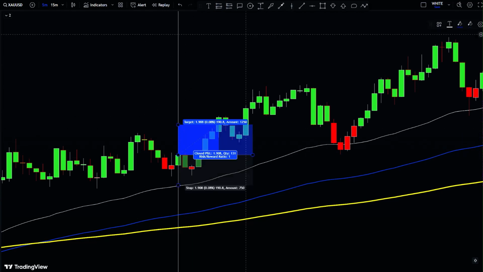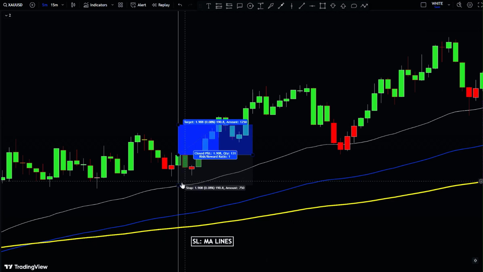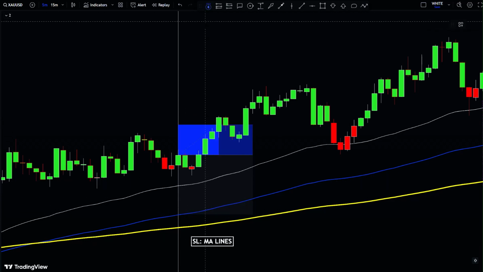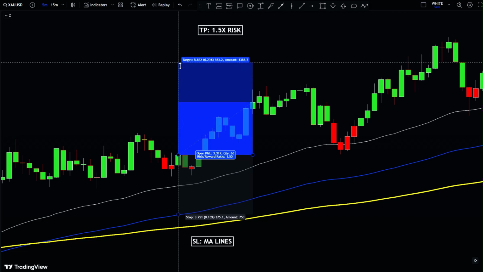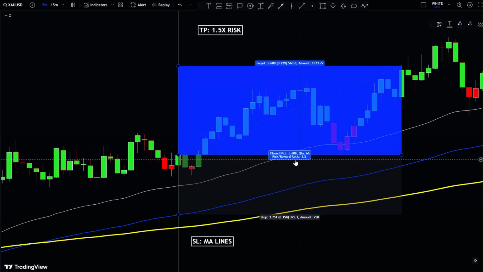Now, let's talk risk management. For your stop loss, consider using one of the moving average lines based on market conditions. As for the take profit level, try setting it at 1.5 times the risk of the trade. That means if your stop loss is 10 pips away from the entry price, aim for a take profit 15 pips away, maintaining a 1 to 1.5 risk to reward ratio.